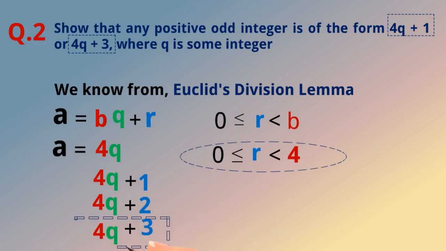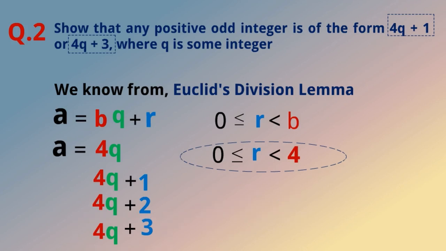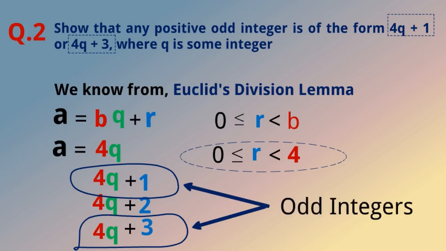4q plus 3. We have already seen 4q is 2 into 2q, a positive even number, and 3 is an odd integer. So even plus odd is equal to an odd integer. So 4q plus 3 is a positive odd integer. So we have seen that 4q plus 1 and 4q plus 3 are both positive odd integers. So we can say any positive odd integer is of the form 4q plus 1 or 4q plus 3, where q is some integer. Now we will see one more example.